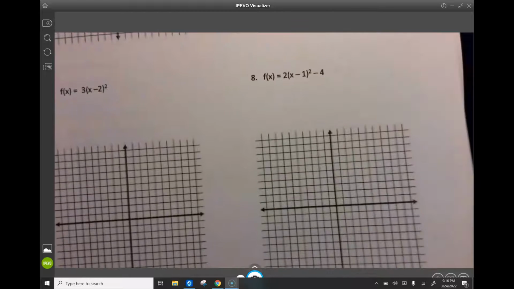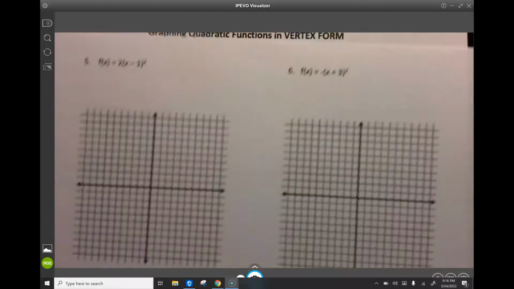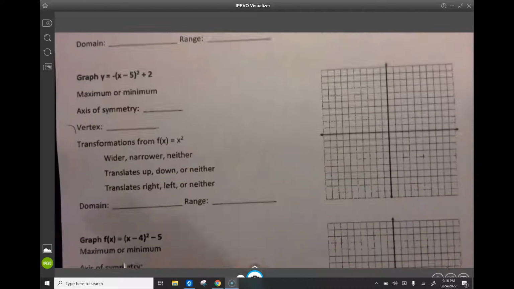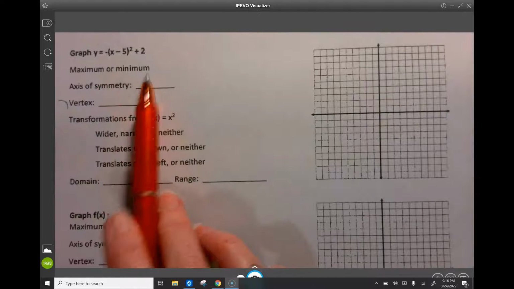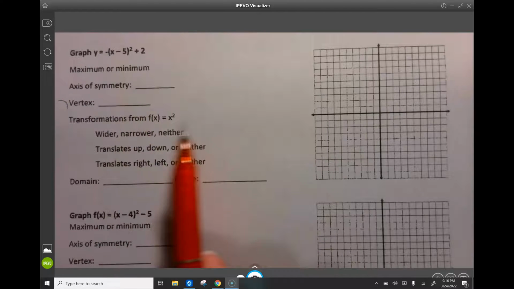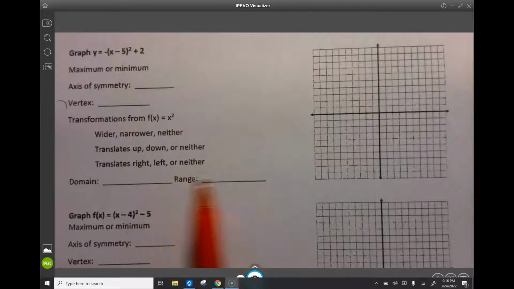Let's look at that next page. And at the same time, I'm going to have us look at the assignment. Your assignment's going to be on page 27. And notice it asks for a max and a min, axis of symmetry, vertex. Then it asks what your transformations are. And then it's going to also talk about domain and range. So we'll do one of these too.